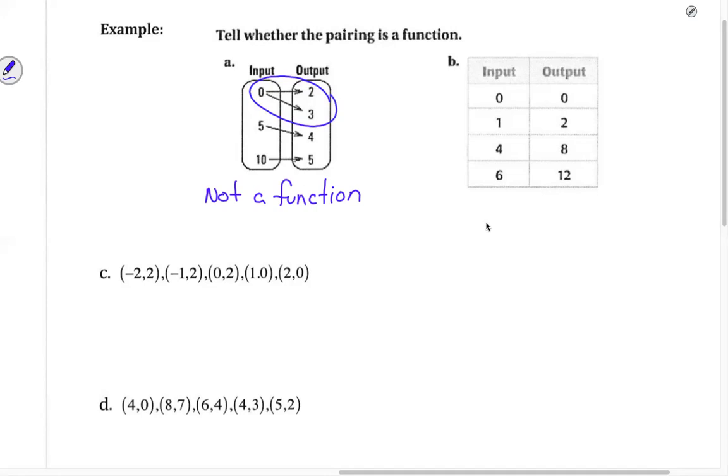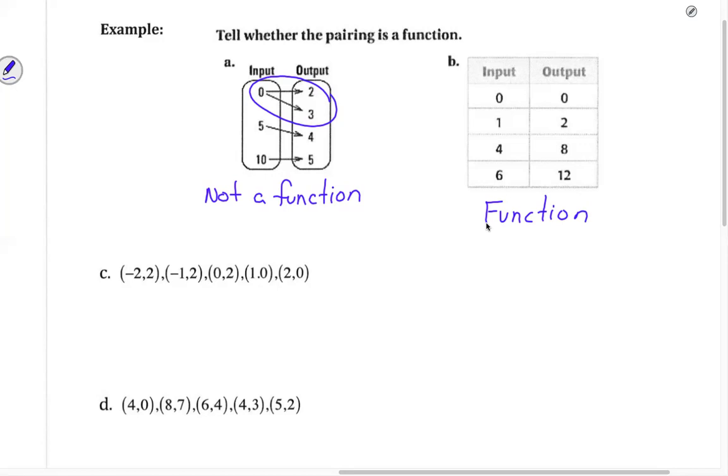Now, Maddie, over here in B, again, I have the input and output. So which one am I paying attention to, input or output? Input. Now look at your inputs, 0, 1, 4, and 6. Do they repeat? No, so guess what? This is a function because we don't have any repeated x values. Make sense?